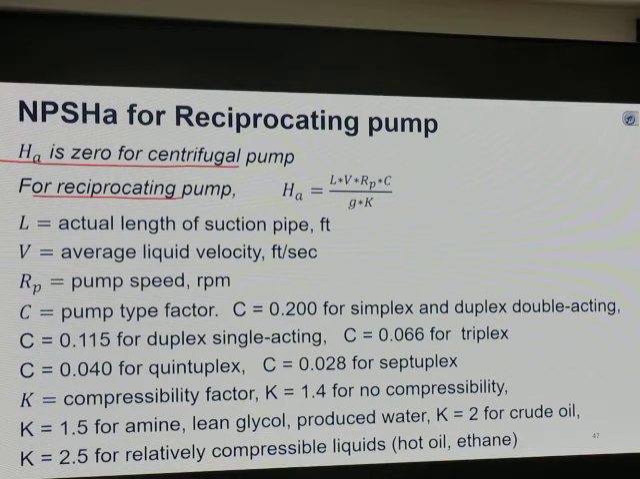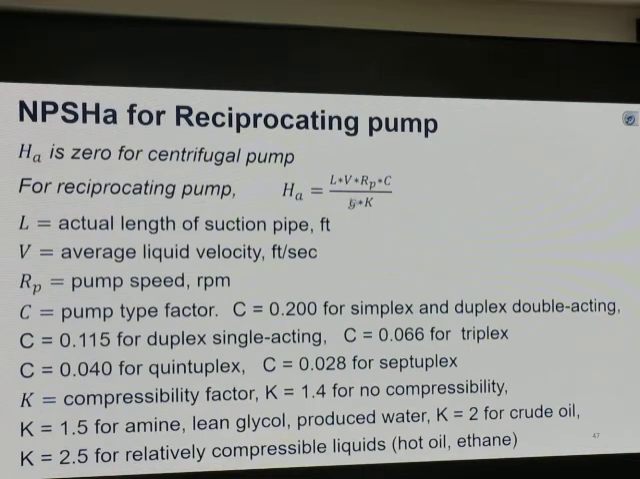Reciprocating pump, there is additional acceleration of pressure loss. This depends on actual length of the suction pipe, velocity in the pipe, pump speed in RPM, and the pump type, G value, K value. Okay, no compressibility or something. All right, this is for acceleration of pressure loss of a reciprocating pump. Maybe this is quite a lot. How about this: if it is in the exam, this slide will be given. You don't need to write anything. But you have to be able to put it in and do the calculation.